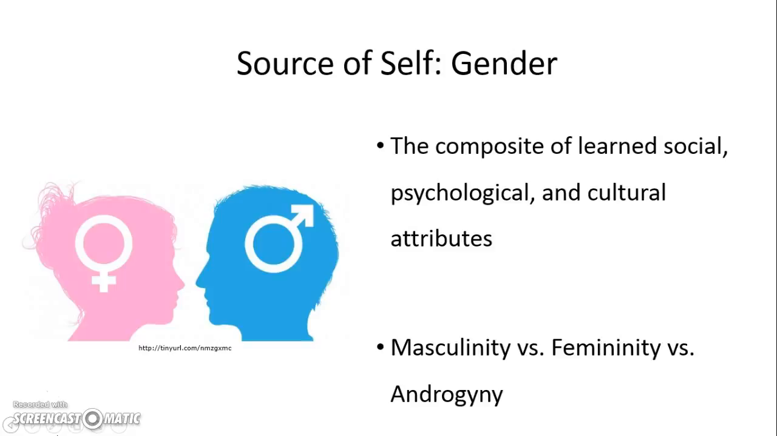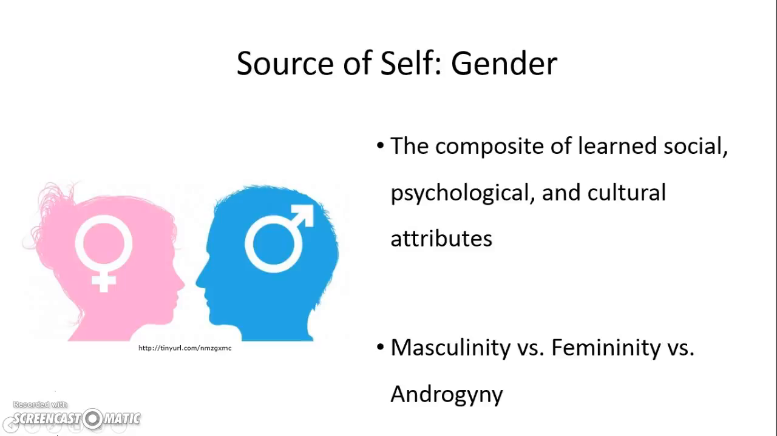Another source of where we get ourselves is our gender. Now keep in mind that gender is a social construction. And what I mean by that is we learn gender. It's not just something that we are. Whether you're male or female is based on your XX chromosome connection or your XY chromosome connection. But in general, gender is something that you learn. It's social, it's psychological, and it's cultural.